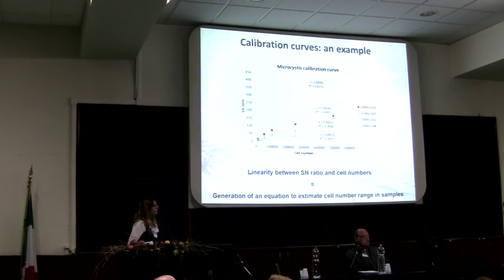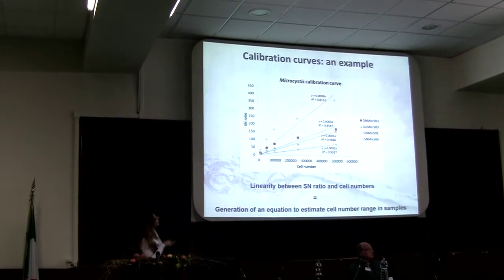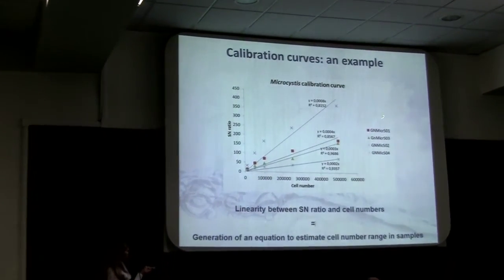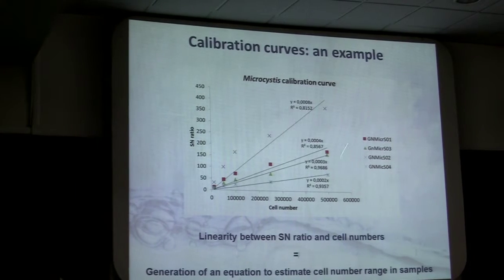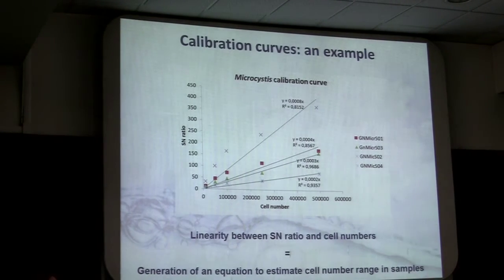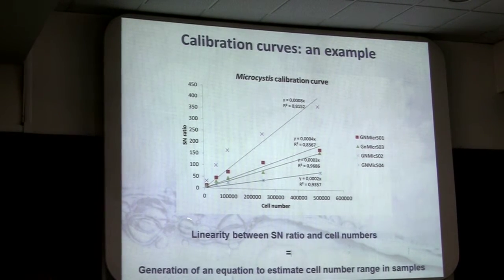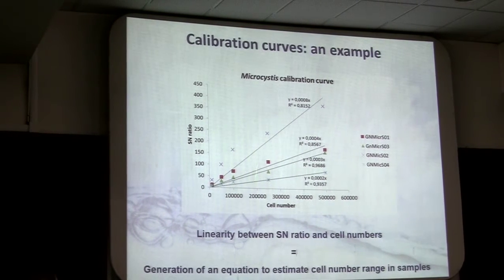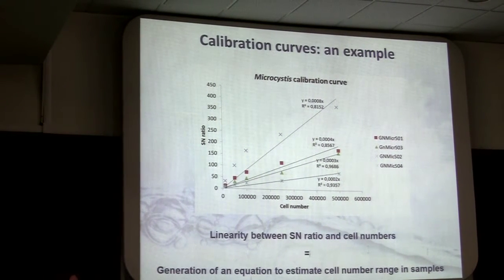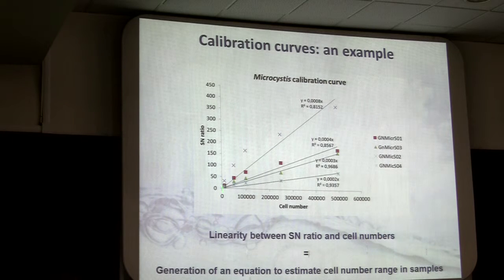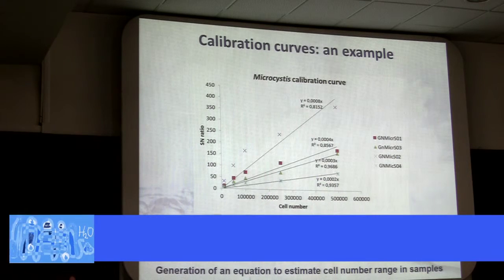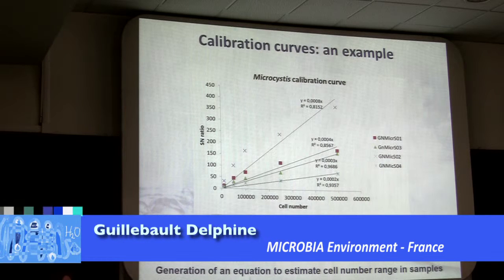I took an example for the Microcystis genus. We finally, in generation 3, had 3 probes specific for this genus. And we extracted 5 points corresponding to 5,000, 25,000, 100,000, 250,000, and 500,000 cells, each corresponding to an amount of RNA.